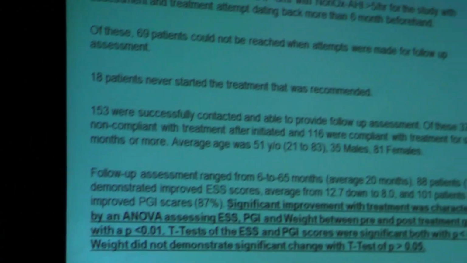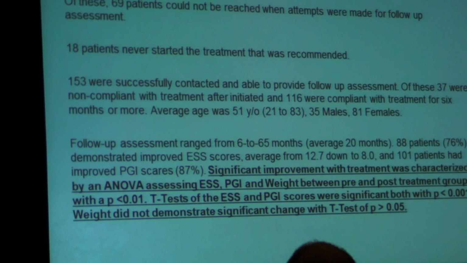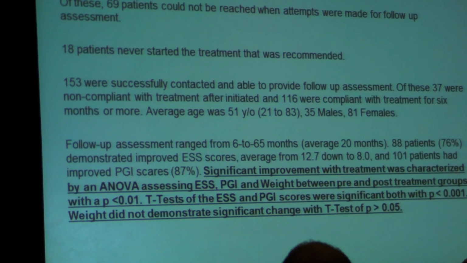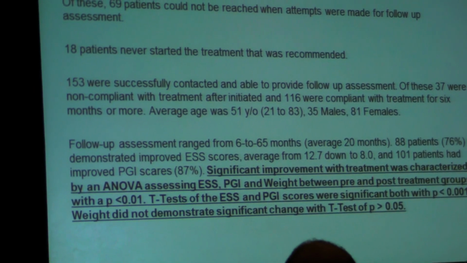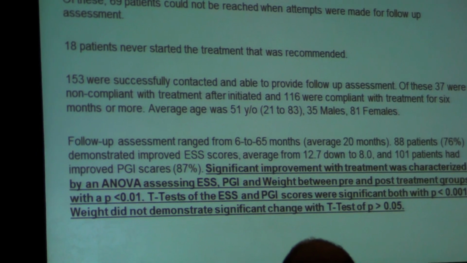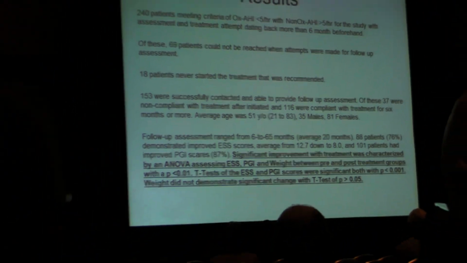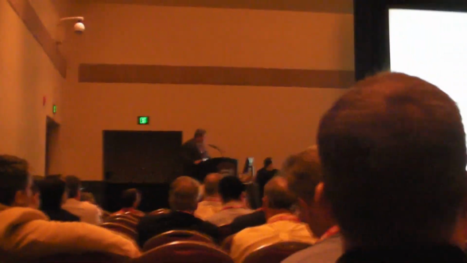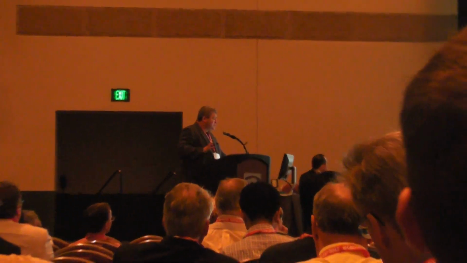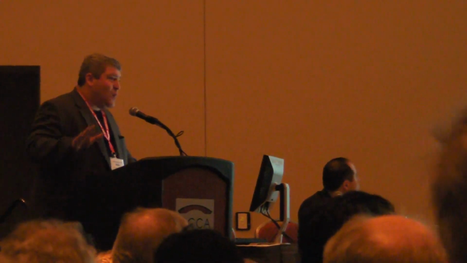88 patients, which represented 76%, demonstrated improvement in their Epworth Sleepiness Scale, going from an average of 12.7 down to 8. And 101 patients of this group had improvement in their PGI scores, the patient global impression scores, which represent 87%. So we did an ANOVA analysis looking at the statistical significance of our group, and we compared the changes in Epworth, PGI, and weight.